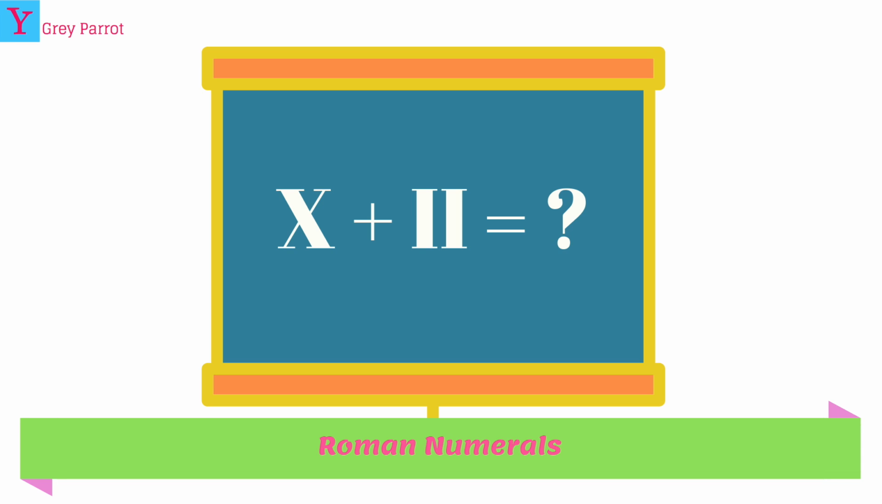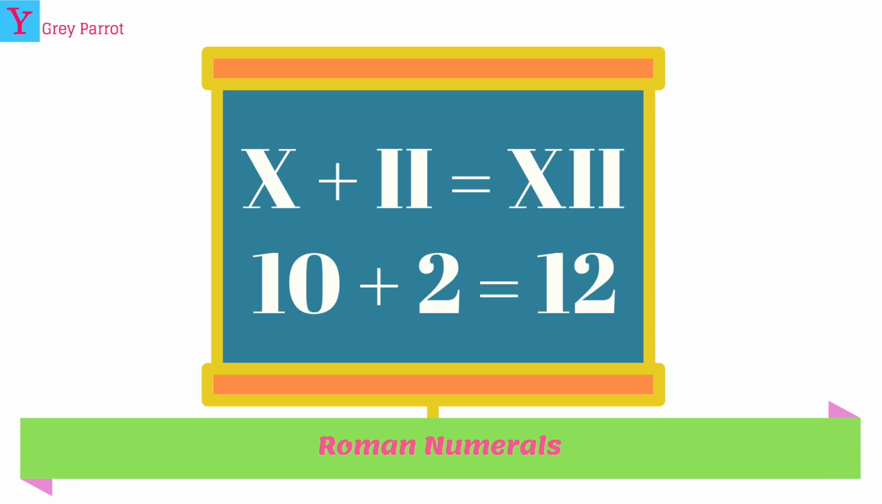Enough talking about those abstract numbers. Now let's take a quiz. What is X plus II? Guess what is X and guess what is II? X means 10 and II means 2. And 10 plus 2 equals 12, but in Roman numerals, X plus II equals XII.